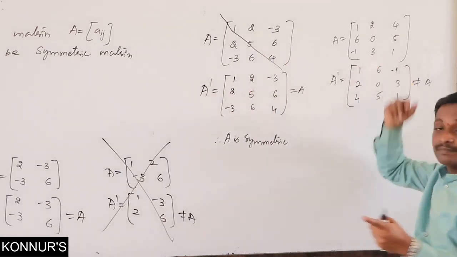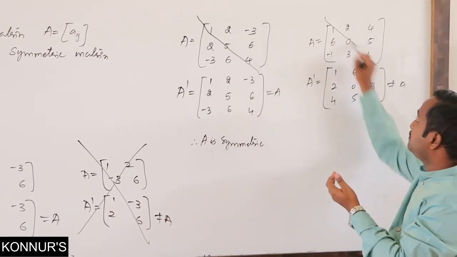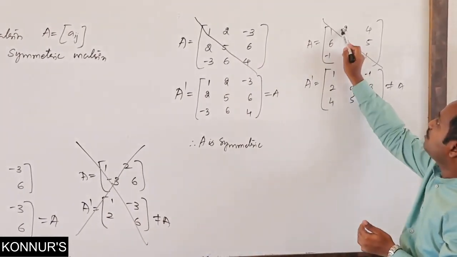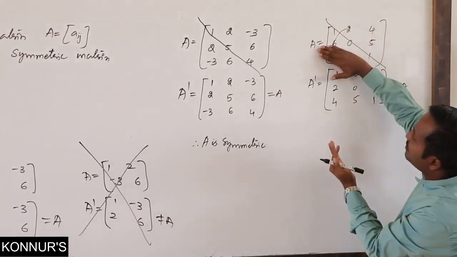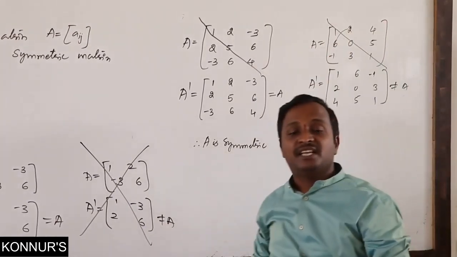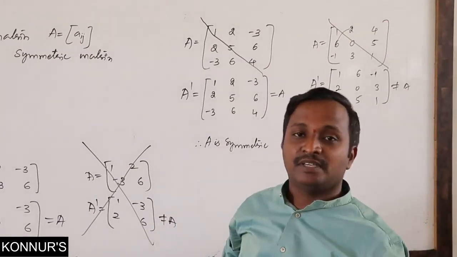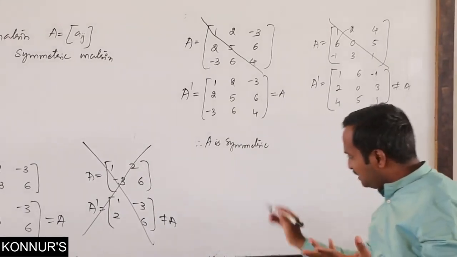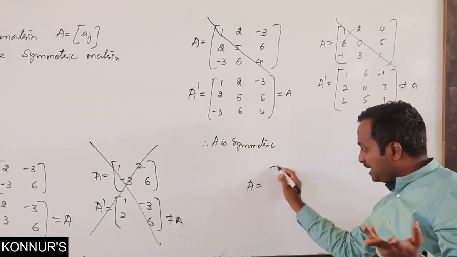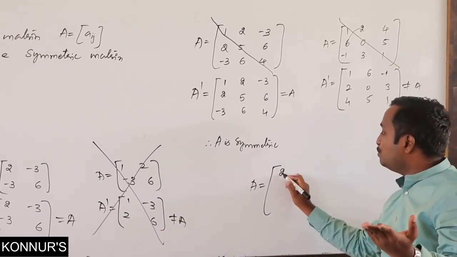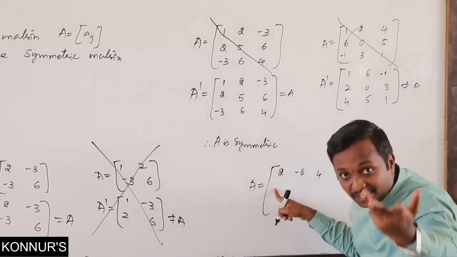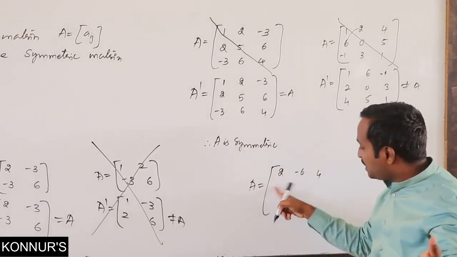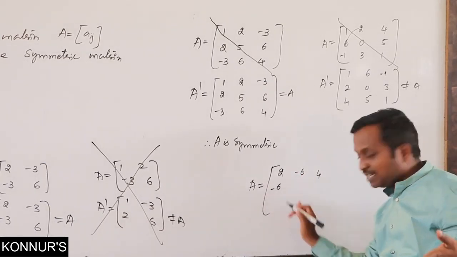Observe here, at the same point. 2, what happened? 6. No. If I make it 4, what happened? Both the numbers must be the same. Then only it is called symmetric. You can make an example. Now we can write it. It is easy to write. 2, minus 6, 4. What do I have to write here? You can predict. -6. You must write -6.